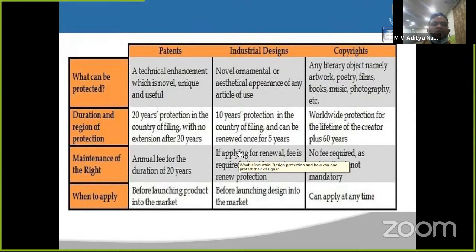And when are you going to apply? There are different types of IP strategies people follow while filing a particular patent or IP. In the case of a patent, you have to file it before launching a product into the market. In the case of industrial design too, you must try to file it before launching into the market. But in the case of copyrights, you can do it at any time, because of the Berne Convention. So it all depends upon your strategy while filing different types of IPs.